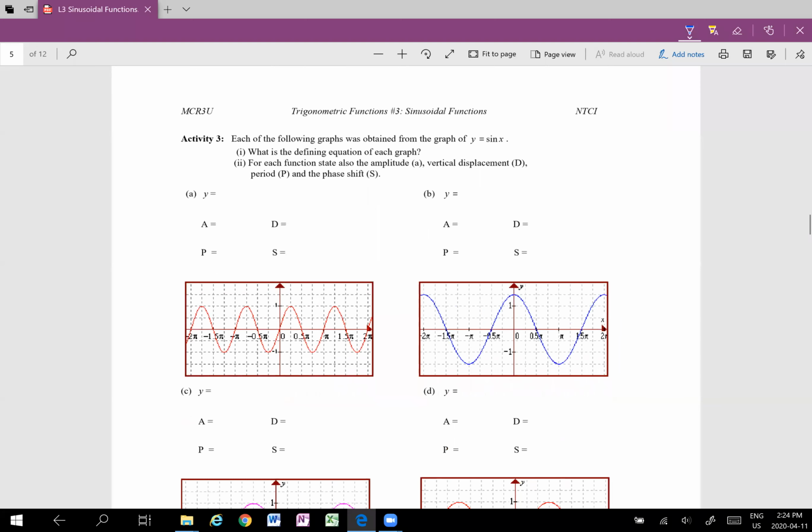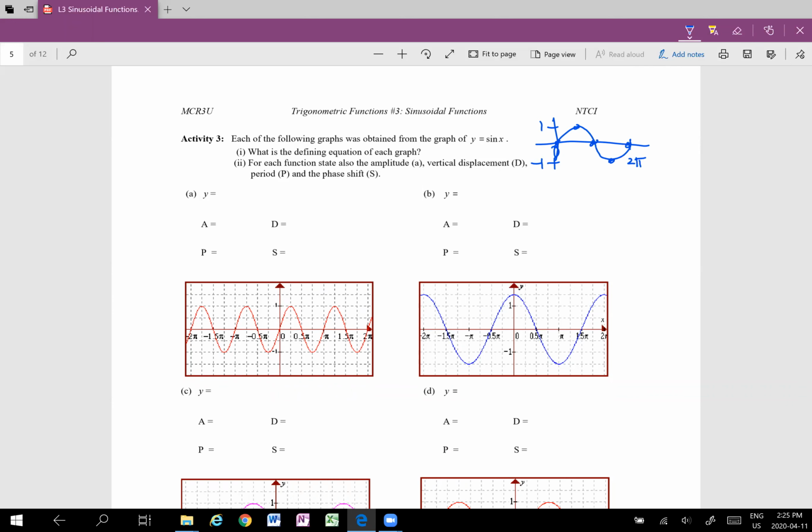There's a couple things we have to do, first of all, read the question. On this page, activity 3, each of the following graphs was obtained from the graph of y equals sine x. As a recap, the sine graph looks something like this. I'm just doing a quick sketch. It starts at 0, goes to 2 pi, we're going to be using radians, has a maximum of 1, and has a minimum of -1. And there are 5 critical points.